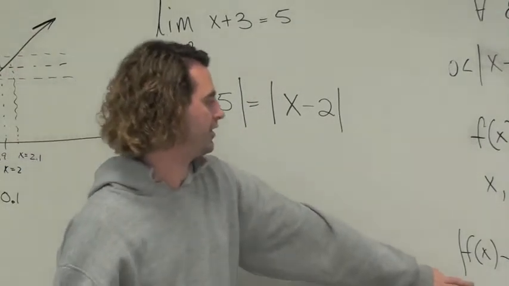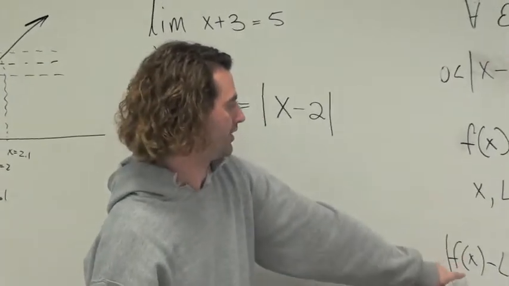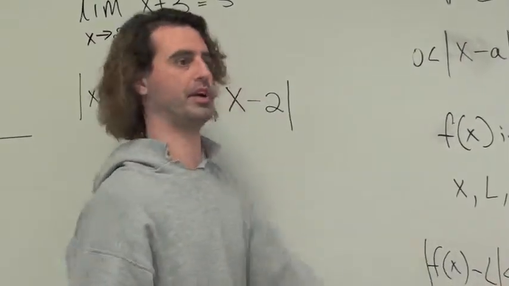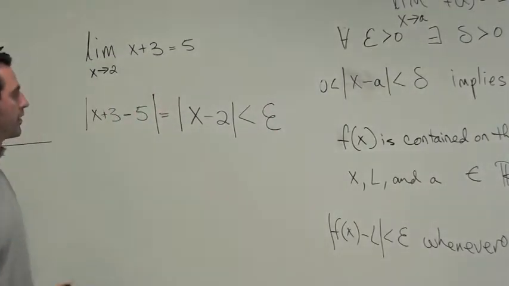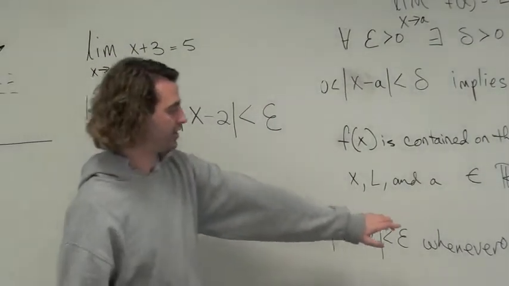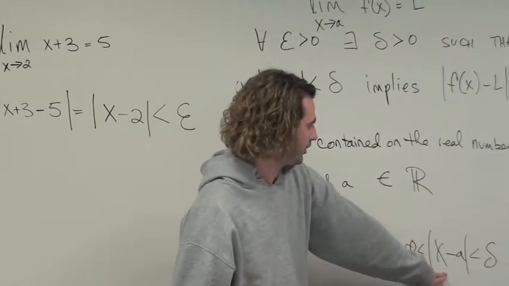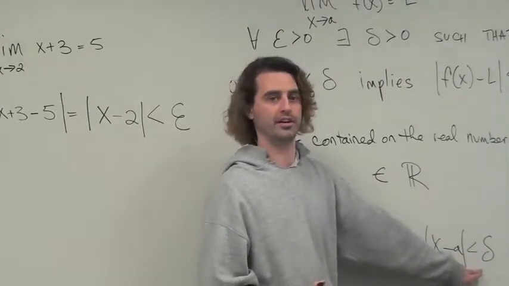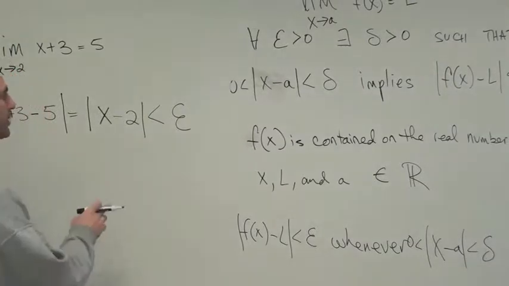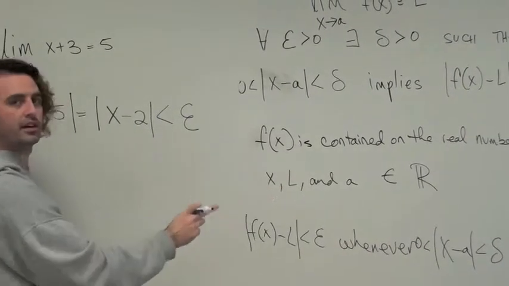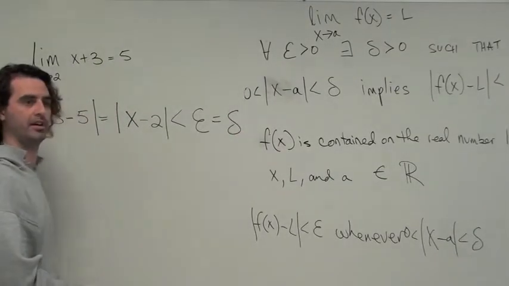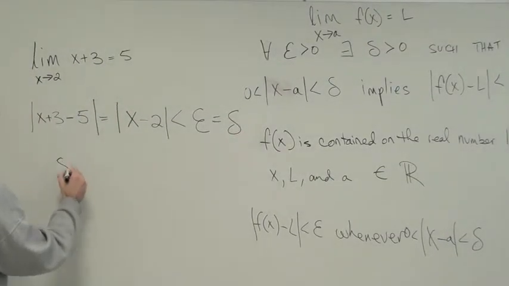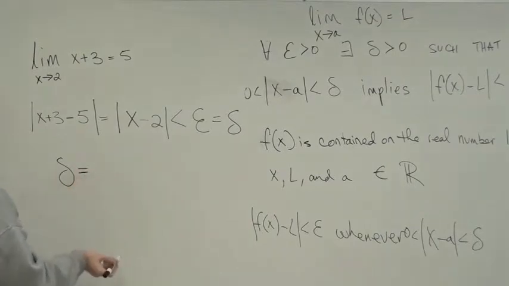So if we go back to our definition here, we know that this is less than epsilon. So we just say that this is less than epsilon. But if we go to the definition, this is also less than our delta. So that means we could choose our delta to be equal to our epsilon. So that means our delta equals our epsilon.